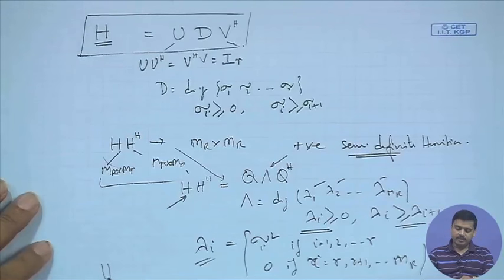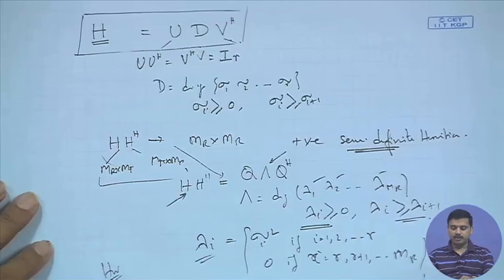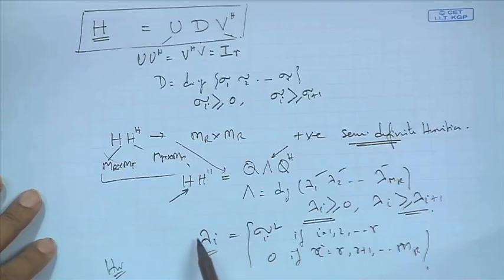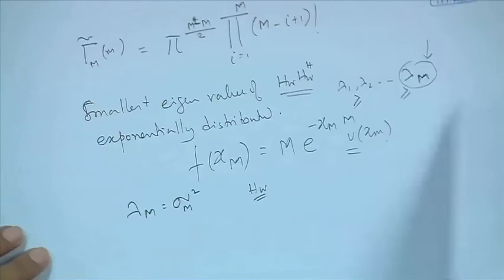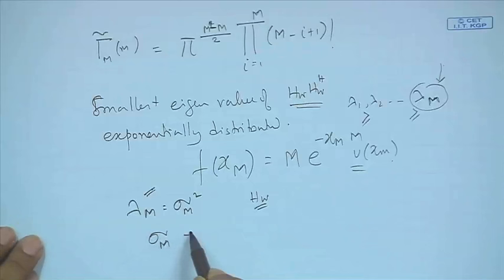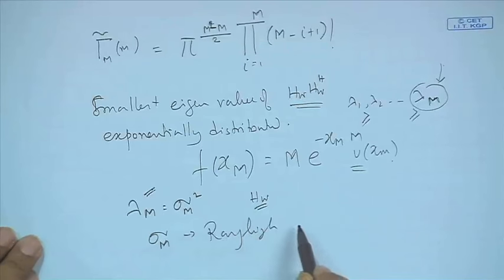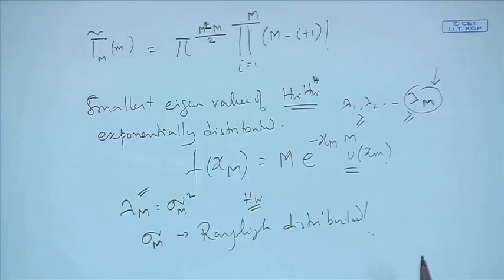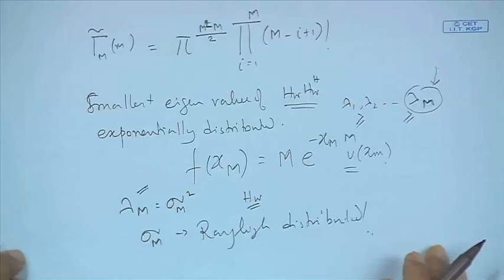And here we are taking HW. We have said HW is the spatially white channel of full rank with probability 1. So therefore r is equal to mr. We have said mr is equal to mt equals m. So that means this equation holds for i equals 1 to m. So lambda i is sigma i squared. So this is exponential distributed. In that case, sigma m would be Rayleigh distributed. So this is again another important result which can help us in understanding some of the properties of performance of MIMO communication systems. So these are some of the important results.